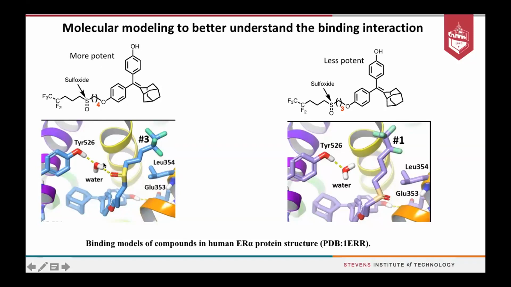These models show that the compound with the C4 linker forms a key hydrogen bond with the tyrosine of ER. That hydrogen bond is not possible in this compound, which has a C3 linker, because the polar group here is so far away.